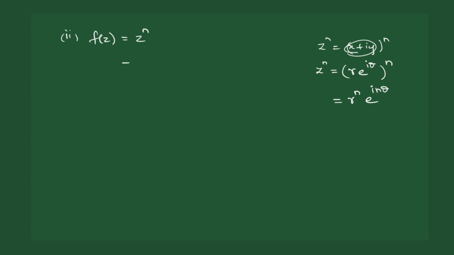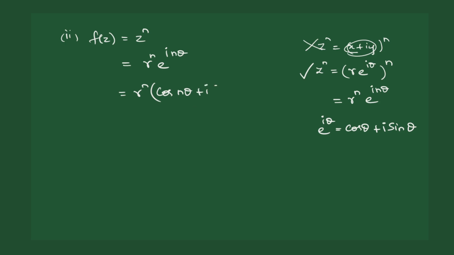So what we can do here is, instead of taking z as x plus iy, we take z as r into e^(iθ). Since it is to the power n, we can write it like this: r^n into, as we already know from Euler's formula, e^(iθ) is equal to cos θ plus i sin θ. Since it is to the power n, it becomes cos nθ plus i into sin nθ, right?